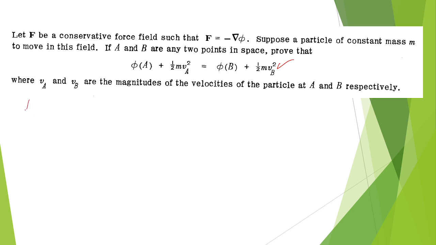Now we know that F is equal to ma, and a is d square r by dt square. It's the second derivative of the position vector. Then we can put this in this way.